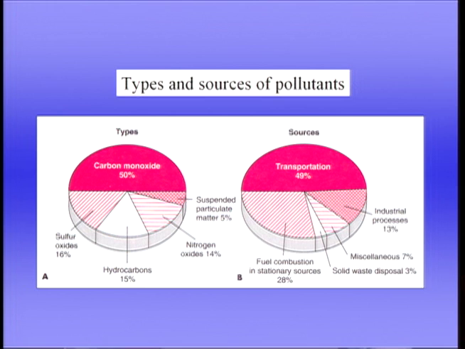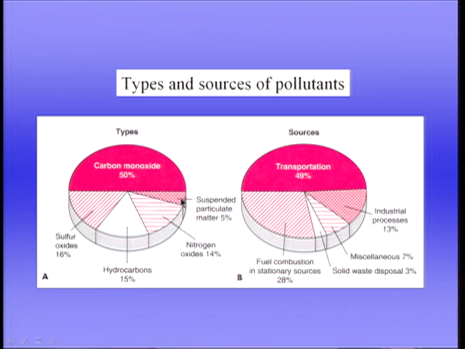So let's look now at the types and the sources of pollutants. As you can see on the left, carbon monoxide by weight represents 50% of the total load of pollutants. So it's a very large amount of carbon monoxide in the atmosphere. Then, interestingly, you'll see that sulfur oxides, hydrocarbons, and nitrogen oxides have about the same abundance by weight, so that each of them is around 15%. And then we've got a small amount of suspended particulate matter, only about 5%.